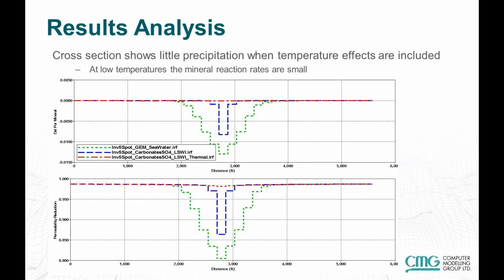And again, the red curve is the thermal option. The top plot is the delta porosity. Bottom one is the permeability reduction. We see that with the temperature effects included, there's really almost no delta porosity or no permeability reduction. And that's because at the very low temperatures, the injection temperatures of cold seawater, the mineral reaction rates are very slow. So I guess that's a fortunate thing. We don't see a lot of plugging.